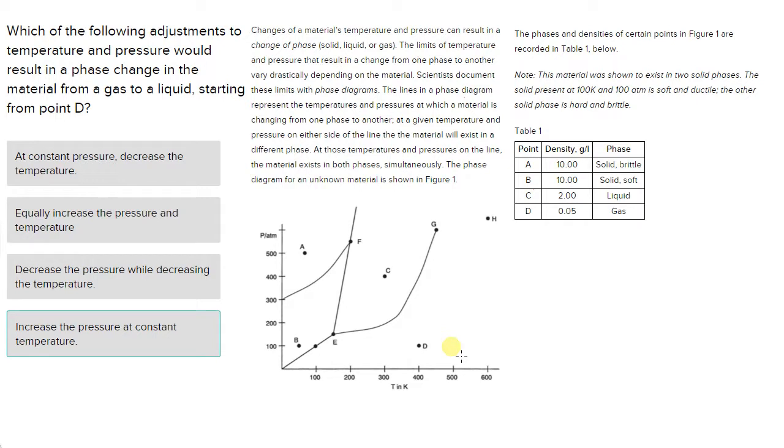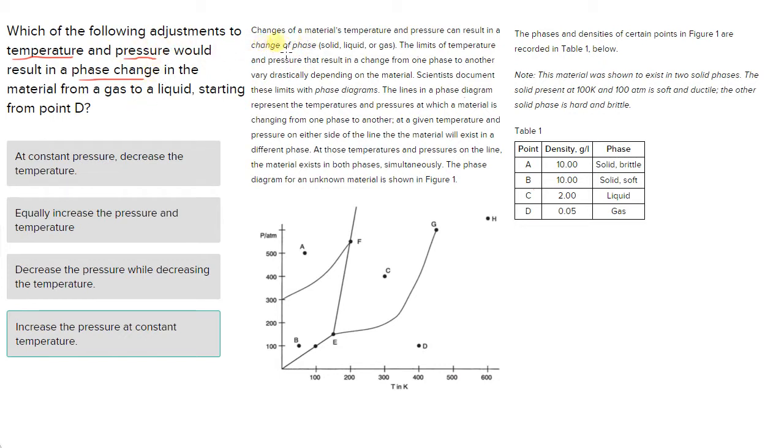Now, this question is asking us about the adjustments to temperature and pressure that would result in a phase change in the material from a gas to a liquid, starting at point D. To understand this question, you really need to understand what's going on in this passage, with the diagram, the text, and the tables. If you aren't sure what's going on when you read the question, make sure that you read the passage to figure it out, because anytime they give you something hard to understand, they will explain it in the passage.